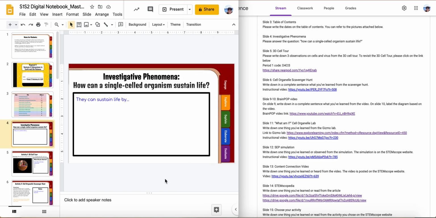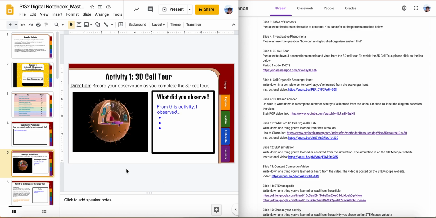Now let's go to slide number 4. Again, this is a question that we answered before the fall break. How can a single cell organism sustain life? What do they need to do to be alive? We know that cells are very small, they are microscopic. What does the cell have that is different from a virus that allows a cell to be alive and a virus is not alive?